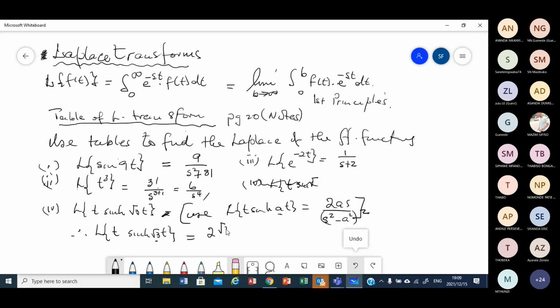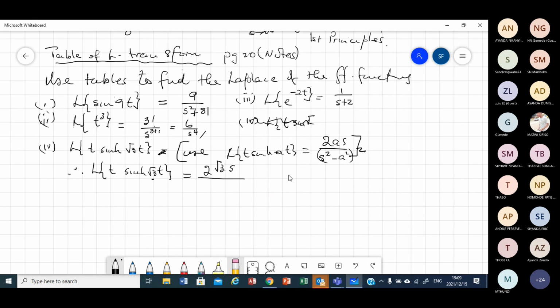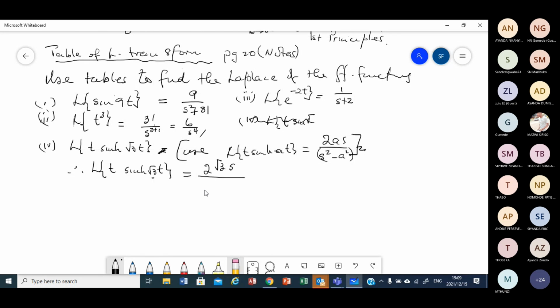So it's 2 square root 3 s all over s squared minus a squared. My a is square root 3, so it's going to be 3, if I take the square root of the square of this square root of 3, then squared there. So that will be the Laplace of that.